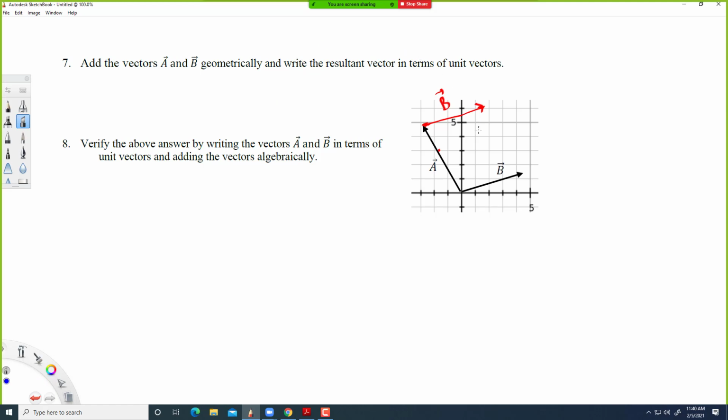So now I need to draw a straight line. Okay, it didn't end at the tail of the first one. Come on, it's so hard. Okay, you guys can draw the straight line. Okay, so this is A plus B.